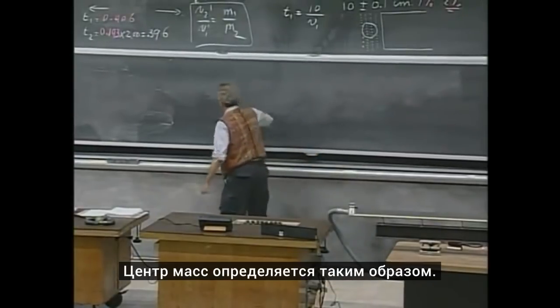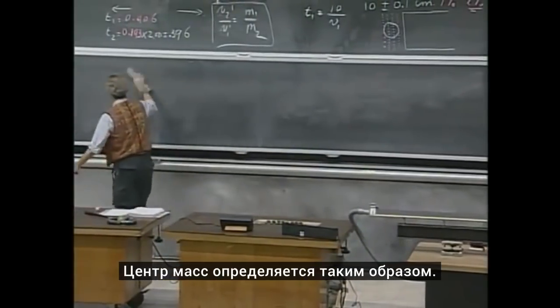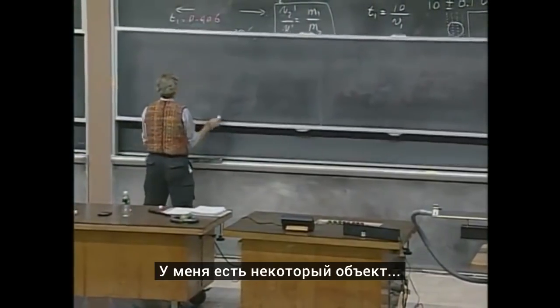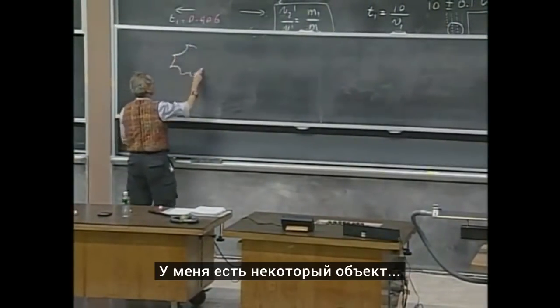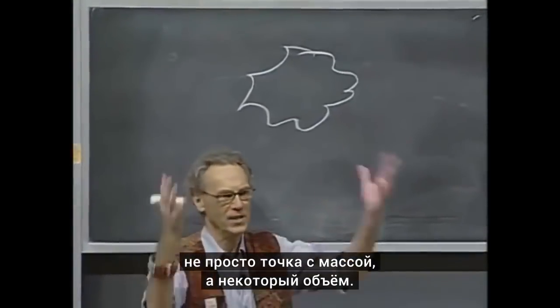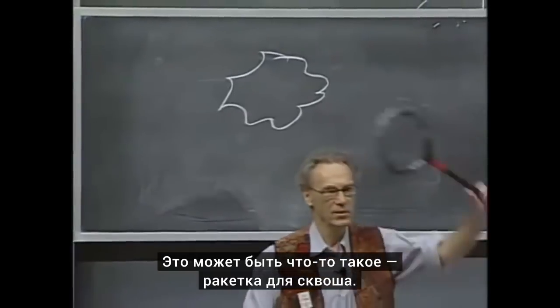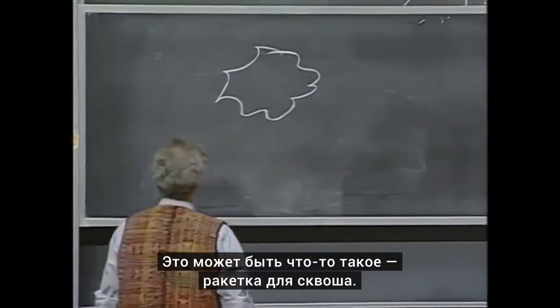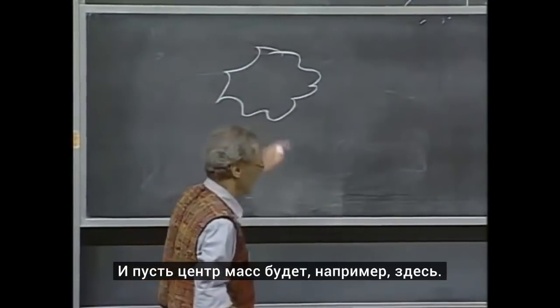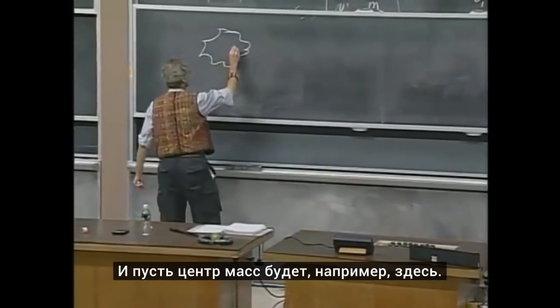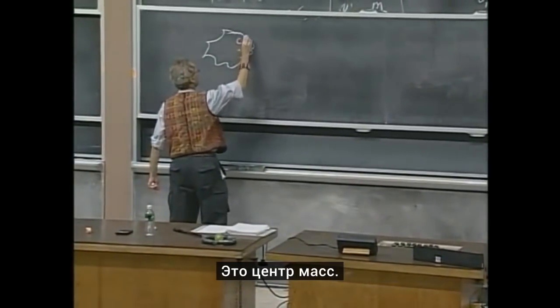The center of mass of a system is defined as follows. I have here some kind of an object, not just a point mass, but it has a finite size. It could be a hammer. It could be something like this, a squash racket. And let the center of mass be, for instance, here. This is the center of mass.